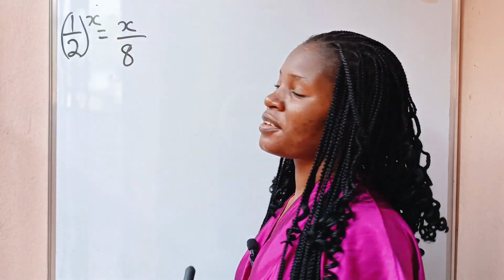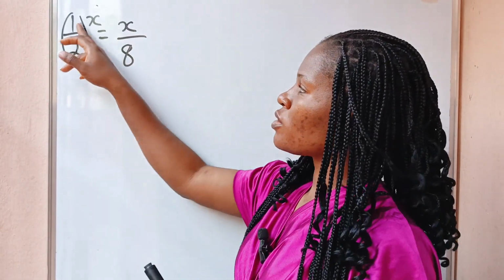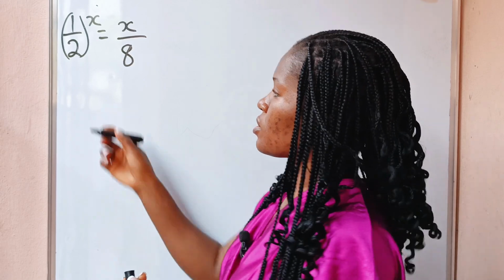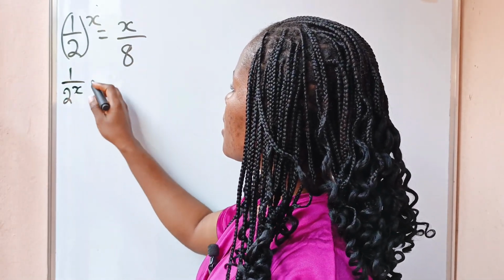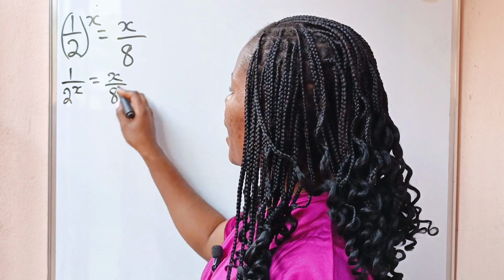Let's solve for the value of x. 1 to the power of x is still 1, right? So we have 1 divided by 2 to the power of x is equal to x divided by 8.